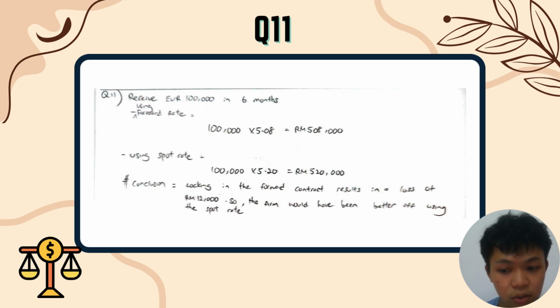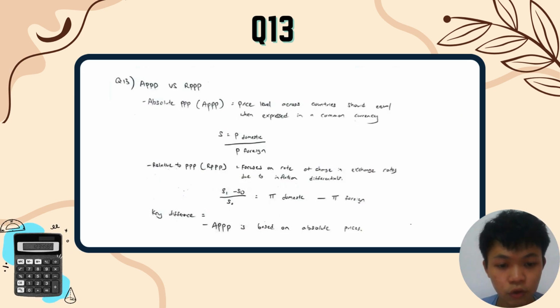So in conclusion, the exporter would have received RM 12,000 more if they had waited and used the expected spot rate. Therefore, locking in the forward contract was not beneficial in this case. So move on to question 13. We need to compare the absolute purchasing power parity to the relative purchasing power parity. The APPP is the theory that identical goods should cost the same across countries when prices are converted using the exchange rate.